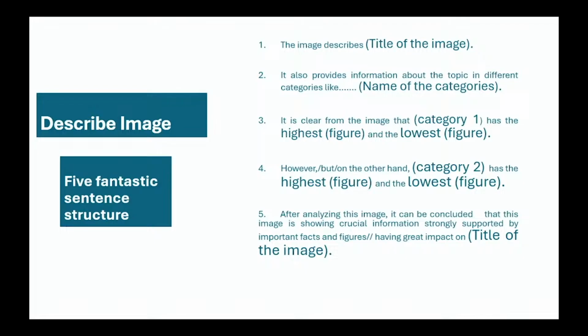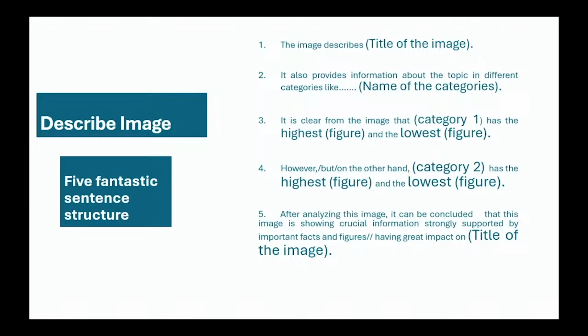And then, it is clear from the image that category 1 has the highest figure and the lowest figure. Why are we only focusing on the highest and the lowest? Because we only have 40 seconds to give a response. In 40 seconds, we can't explain each and every single thing. So you only have to specify a few important aspects from your image. It's easy to analyze because the time is very limited; in 25 seconds you can't grab much information. So you only have to analyze the highest and the lowest point.